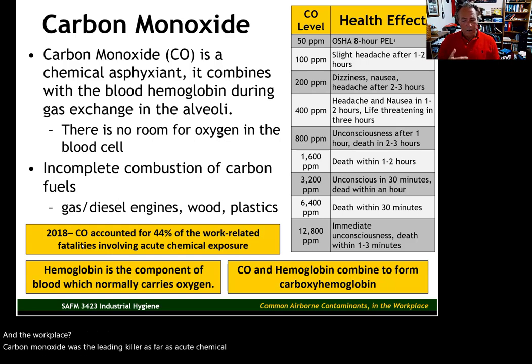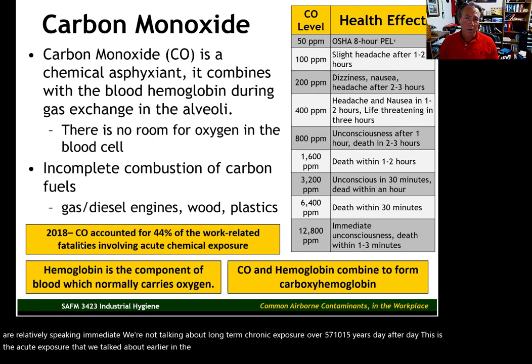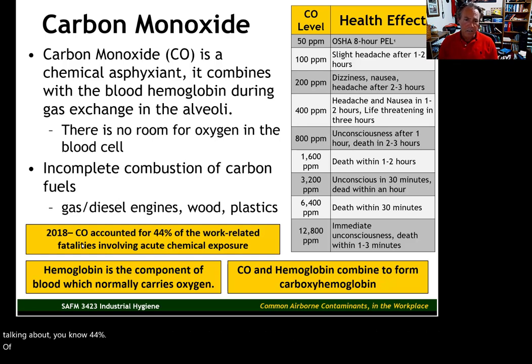That means immediate exposure, immediate effects, or relatively speaking, immediate. We're not talking about long-term chronic exposure over 5, 7, 10, 15 years, day after day. This is the acute exposure that we talked about earlier in the semester. It's immediate exposure, immediate effects is what we're talking about. 44% of the work-related fatalities involving acute chemical exposure.